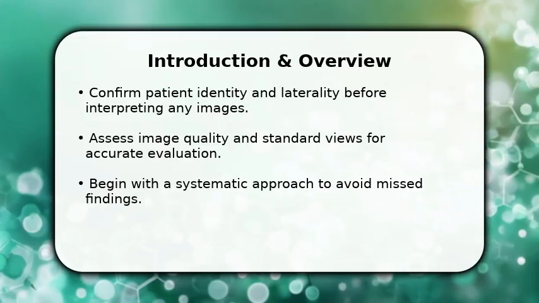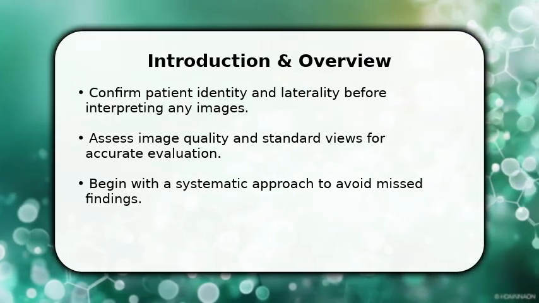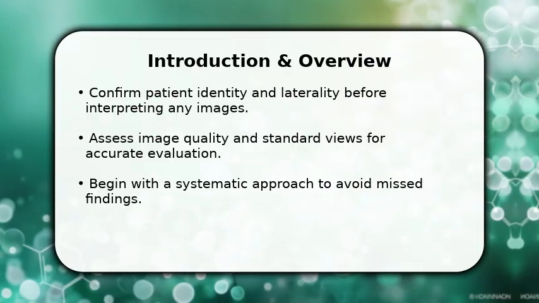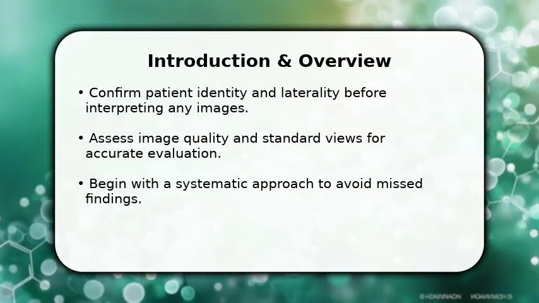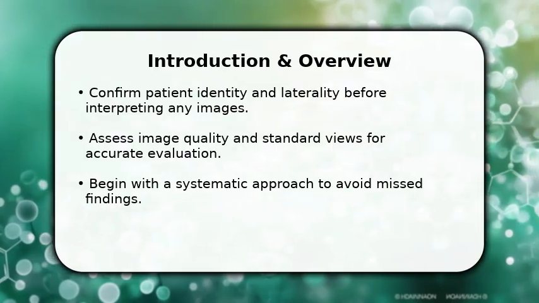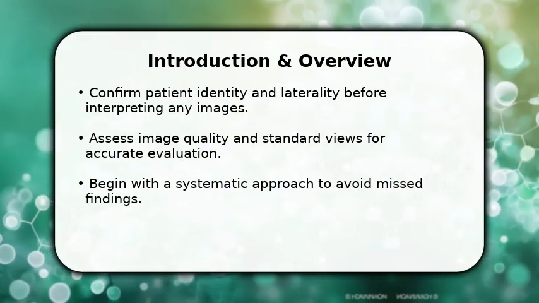In this video, I will explain how to read a hand X-ray step by step. Start by confirming patient identity and laterality, then check image orientation and exposure to ensure diagnostic quality. Next, follow a consistent sequence for bones, joints, and soft tissues to minimize misses.